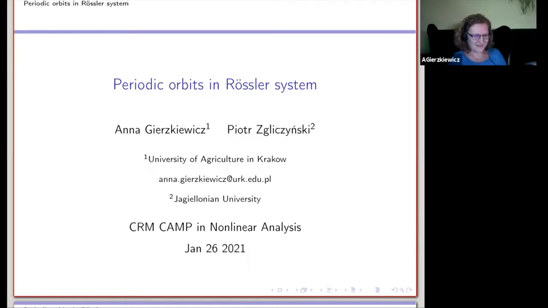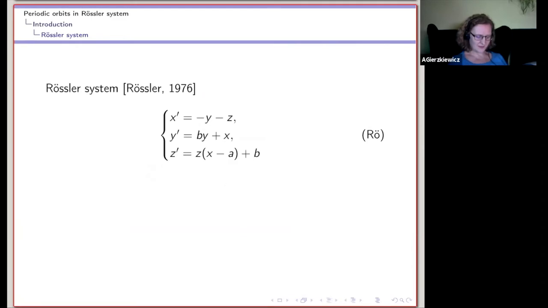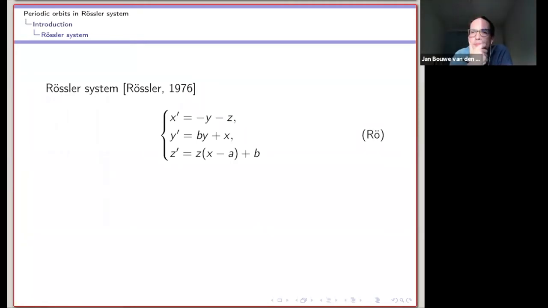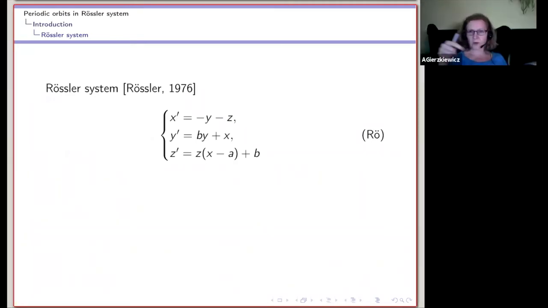Okay, thank you. Yes, I am going to talk about the joint work with Piotr Zgliczynski. We wanted to study the immortal Rössler system, but not with classical parameters this time, but with parameters which assure us that attracting periodic orbits appear. Okay, so let me maybe recollect the Rössler system.